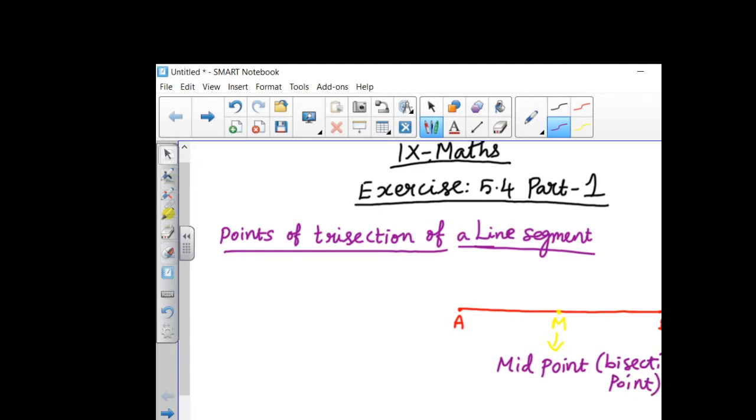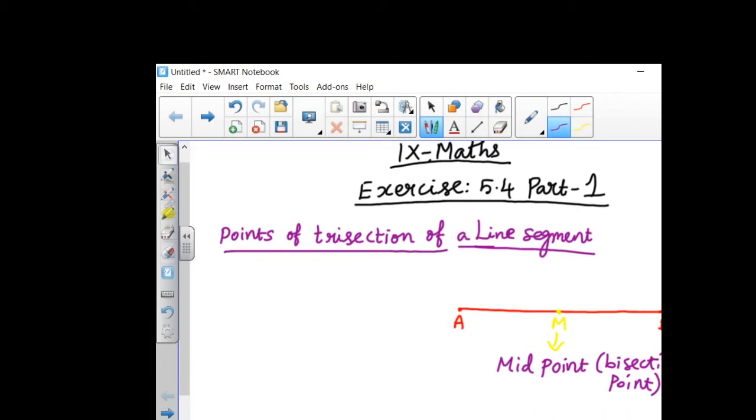So now we are going to study about the trisection. Trisection means it is divided into three equal parts. Tri means three. So when the line is divided into three equal parts, we call it trisection.